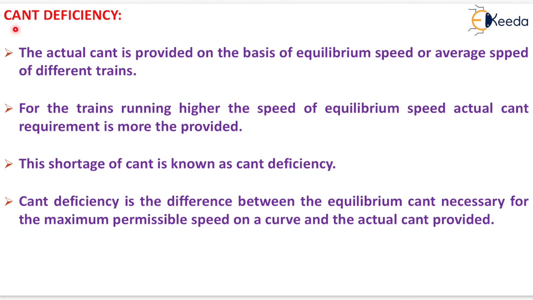Now the next one is cant deficiency. The actual cant is provided on the basis of equilibrium speed or average speed of different trains. For the trains running higher than the equilibrium speed, the actual cant requirement is more than provided. This shortage of cant is known as cant deficiency. Cant deficiency is the difference between the equilibrium cant necessary for the maximum permissible speed on a curve and the actual cant provided.